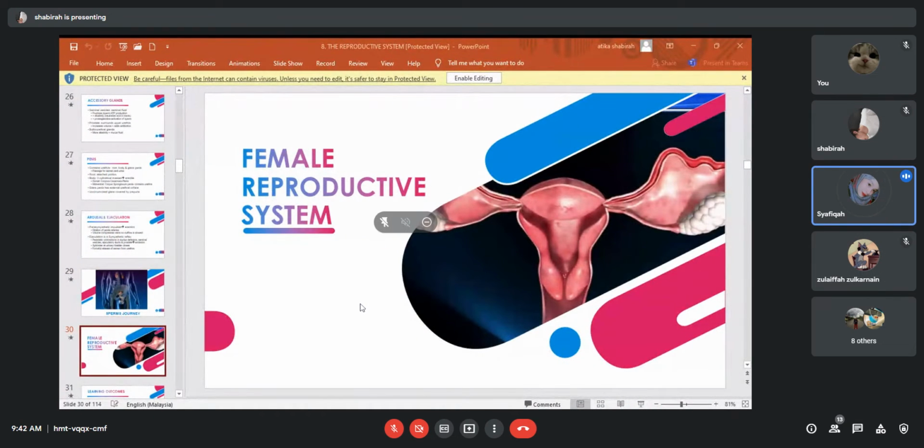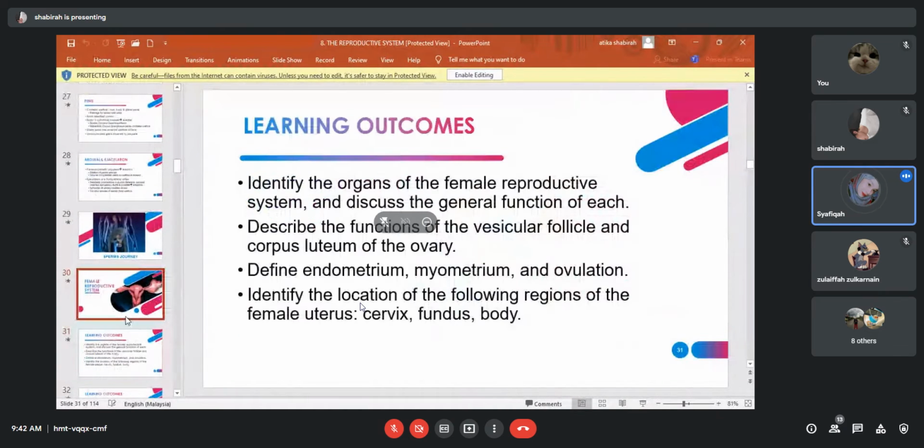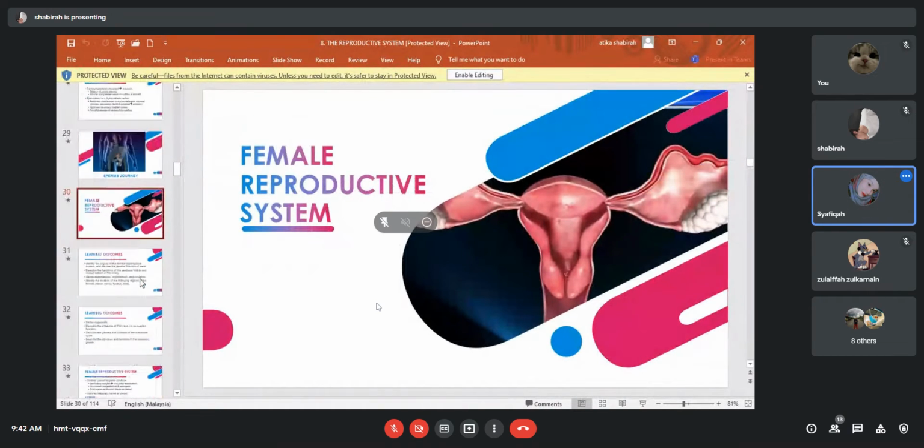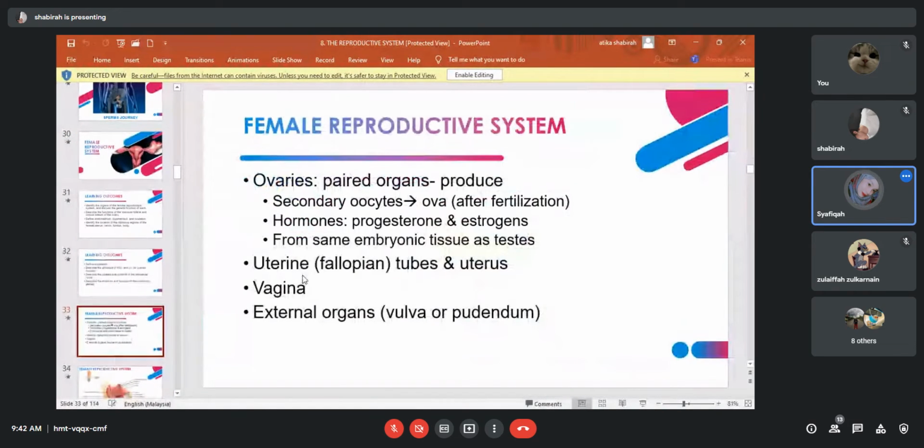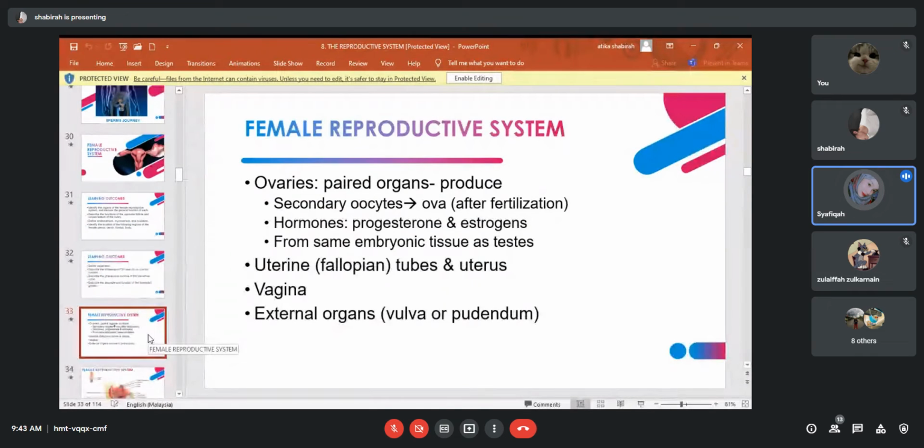Jelas. Okay, the next is for female reproductive system, which is dia ada dua primary organ. The first one is ovaries and uterus. For ovaries, dia adalah pair organ that produce secondary oocytes, which is the ova after fertilization, and produce hormone, which is the progesterone and estrogen from same embryonic tissue as testes. And then uterine, also known as fallopian tubes and uterus.